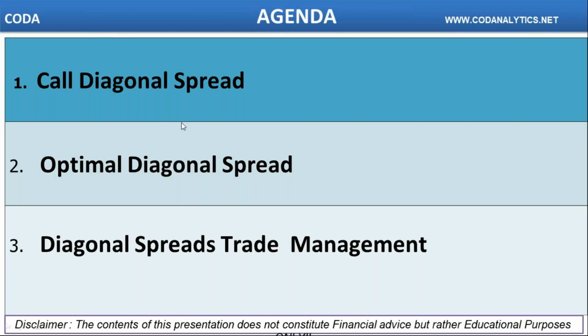So we'll be looking at the call diagonal spread, then also the optimal diagonal spread, then also the diagonal spread trade management. As mentioned earlier, the approach is almost the same. Eventually we want to reduce the cost of this trade, but also try and profit from it.